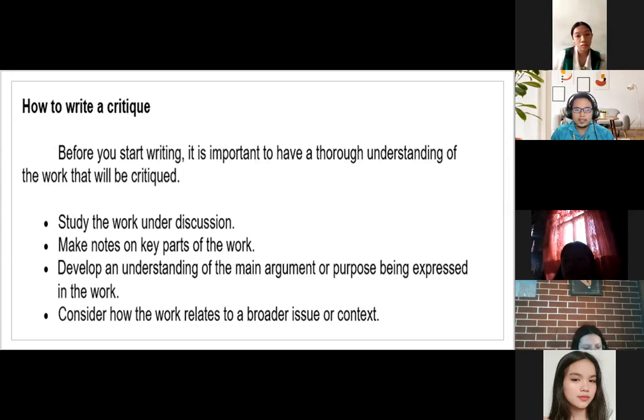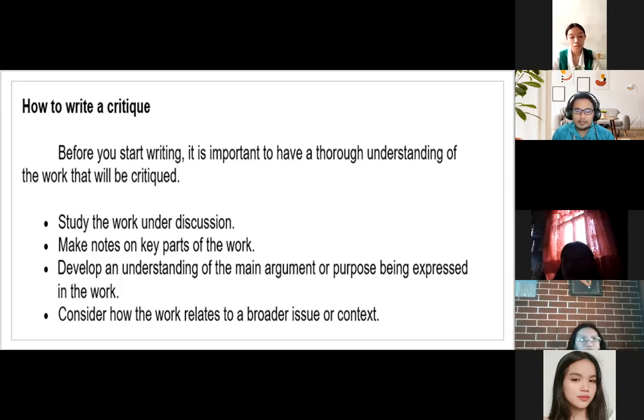How to write a critique? Before you start writing, it is important to have a thorough understanding of the work that will be critiqued. First, study the work under discussion. Meaning, you are about to read or even reread a particular work or material that is under discussion or that you are about to critique. Make notes on key parts of the work. You can highlight. Pwede nyo gamitin yung ating annotations, as well as yung mga pag-highlight.